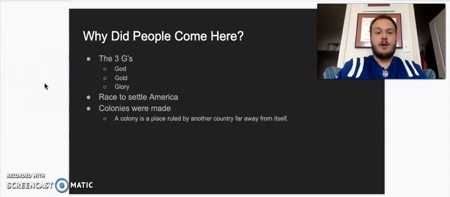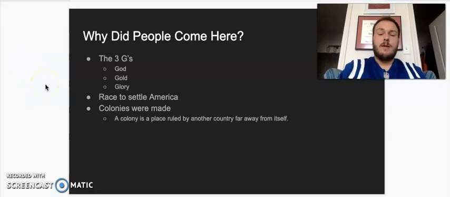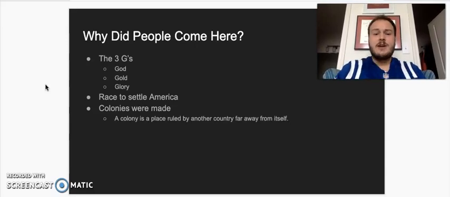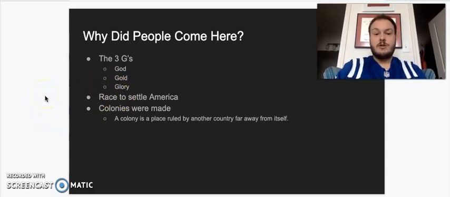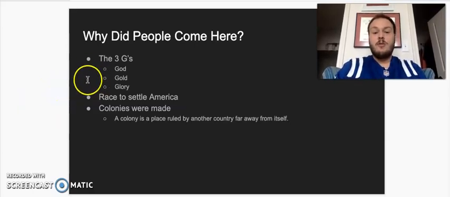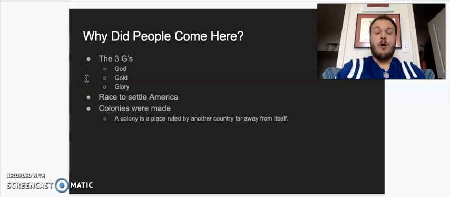So why did people come here? The big reason that people kept coming to America and South America was for the three G's. And as we remember, the three G's stand for God, gold, and glory. So for God, they wanted to spread their religion, which was either the Church of England or Catholicism from Spain. Gold, they wanted money and crops that they found profitable, and this drove this awfulness of the slave trade. So yes, the sugar and tobacco were key money-making crops, as well as all the gold that was just in the Americas. And then glory, they just wanted to do it.